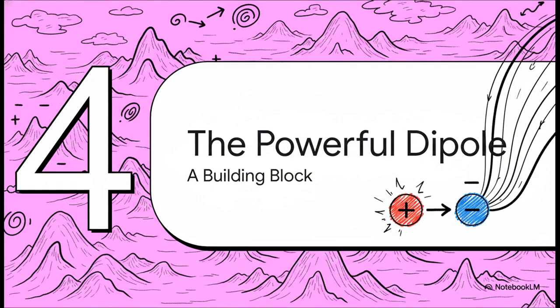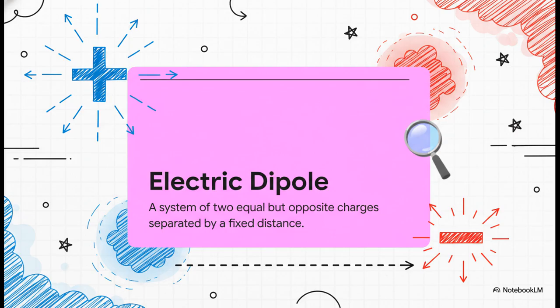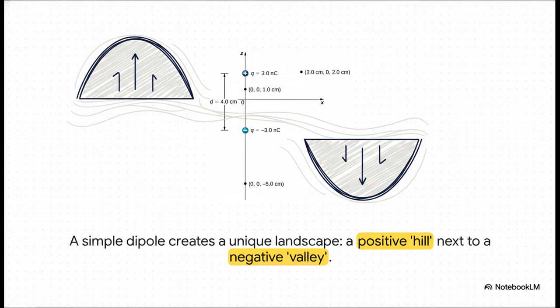So now that we have this powerful tool, let's apply it to one of the most common and important setups in all of nature: the electric dipole. So what's a dipole? It's just a little team of two, one positive charge and one negative charge, of the exact same strength, stuck a certain distance apart. And when you put those two together, you get this really fascinating landscape. It's a steep hill right next to a deep valley.